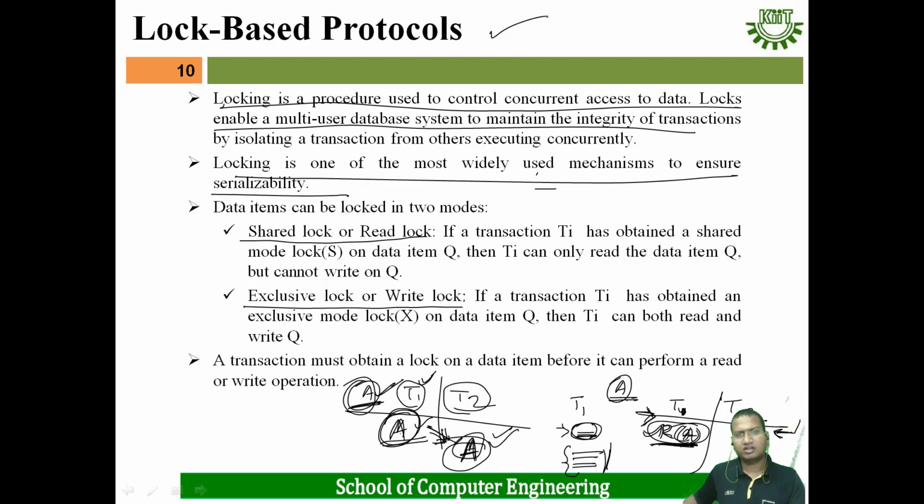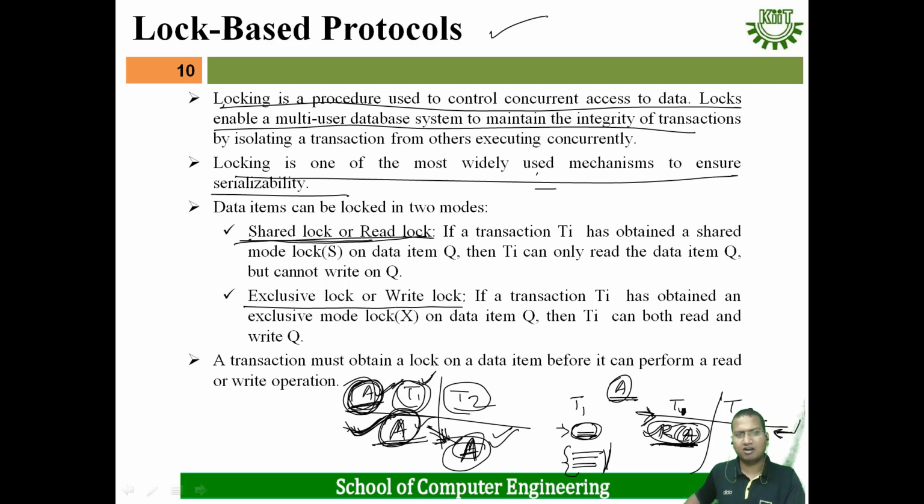Data items can be locked in two modes: a shared lock or read lock, and an exclusive lock or write lock. Suppose transaction T1 wants to do a read operation on A. Whenever it does, it requests a shared lock or read lock from the concurrency control manager. If no other locks are currently held by any other transaction on data item A, the concurrency control manager can grant that lock to T1 so that T1 can do a read operation on A.